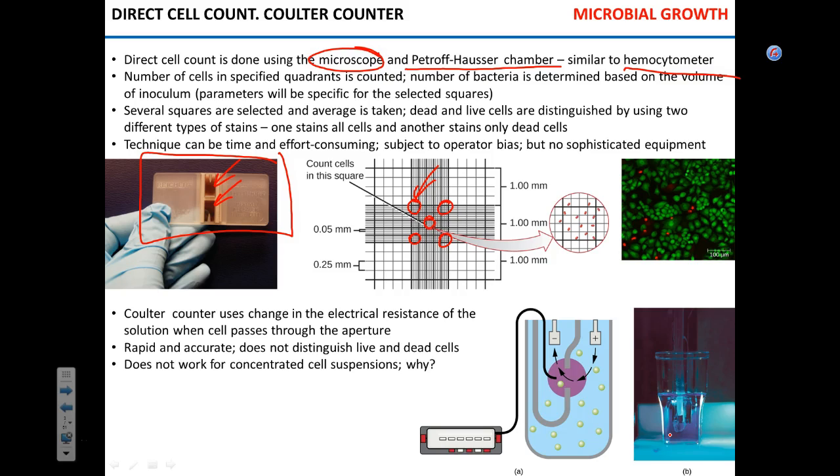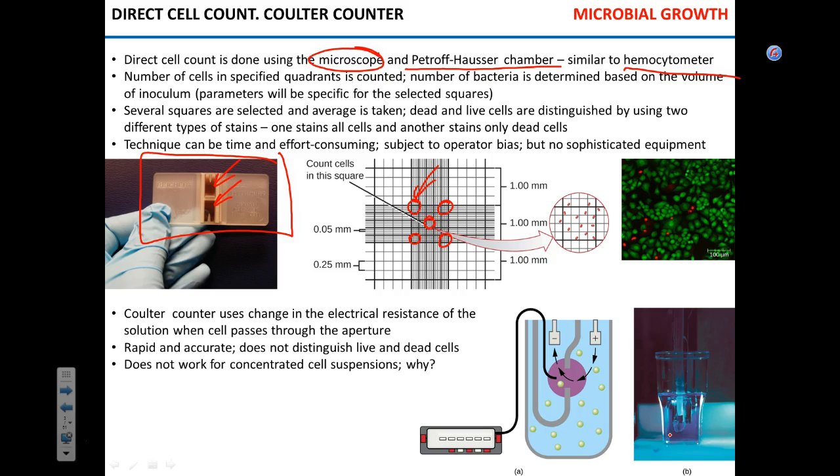The problem with that method is that you cannot easily distinguish live and dead cells. Okay? There are stains that would stain only live cells, and you can do that. But using crystal violet, you wouldn't be able to distinguish dead and live cells. Does that make sense? Good?